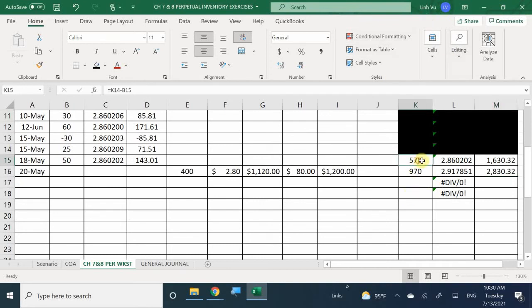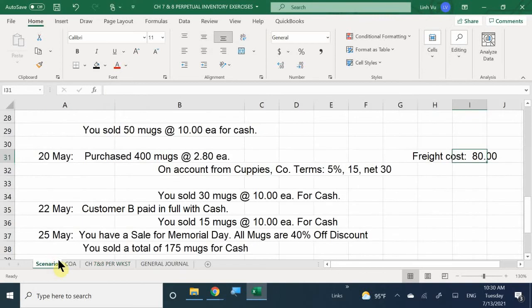So I'm going to go ahead and grab this. Okay. So now we have a total of 970 items to sell at a total cost per item of $2.9178.51. Good. All right. So then what also happened on May 20th?